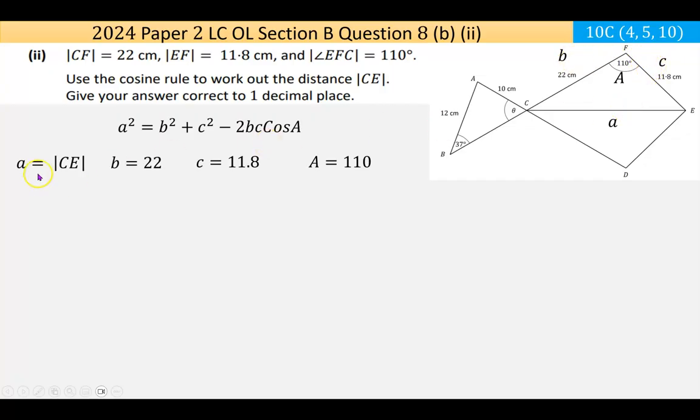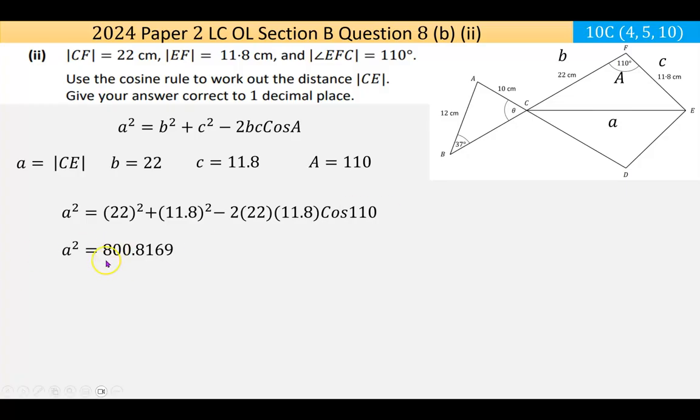So the a is what I'm looking for. b is 22, c is 11.8, and the angle is 110. Now I substitute the numbers instead of the letters. Now I can program everything on the right-hand side into the calculator, making sure my calculator is set to degrees. I got an answer here of something like 800.8169. Now, a big common error here is people forget that there's actually a squared here. And sometimes you can avoid those kind of errors by writing what's on the left-hand side.